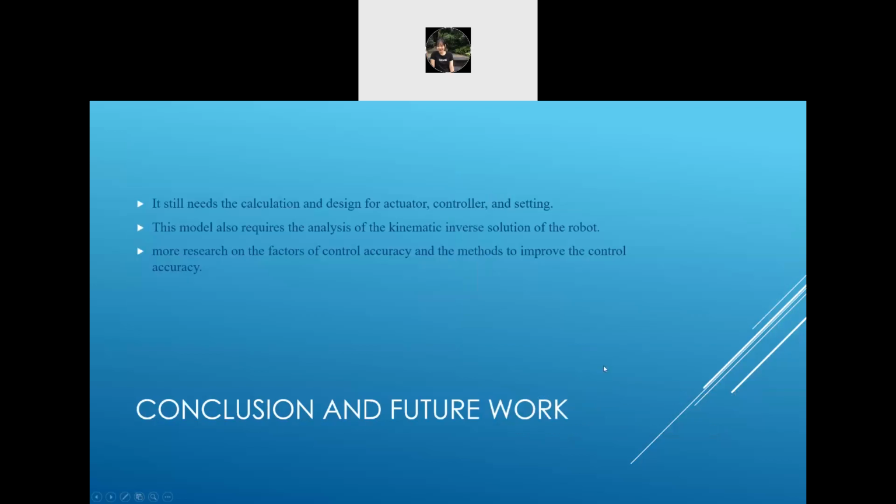For future work and conclusion, this model is really not mature. It has a lot of disadvantages, so it still needs the calculation and design for the actuator, controller, and setting the parameters. This requires a lot of robotics-related knowledge. This also requires the analysis of the kinematic inverse solution of the robot. And you need more research on the factors of control accuracy and the methods to improve the control accuracy.